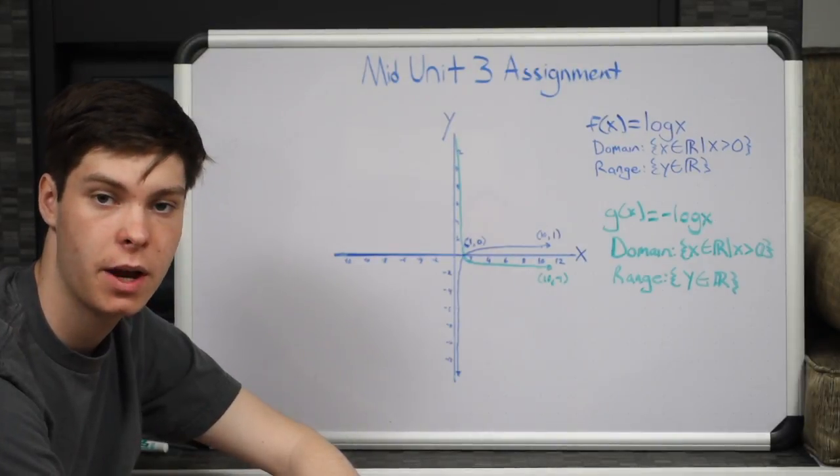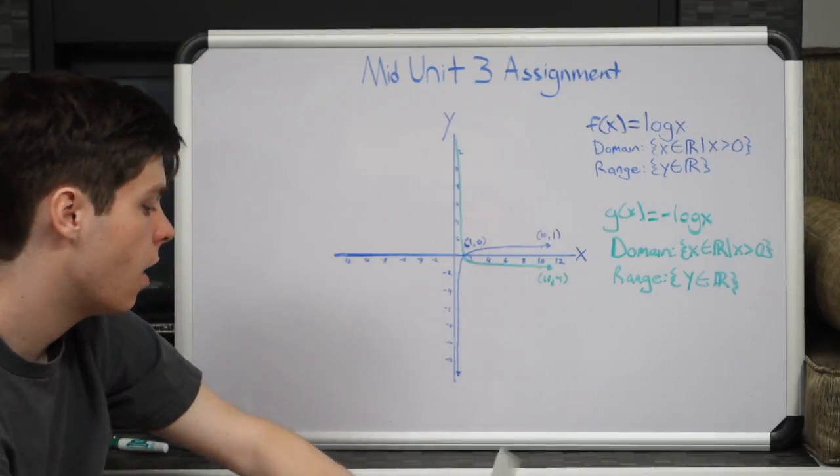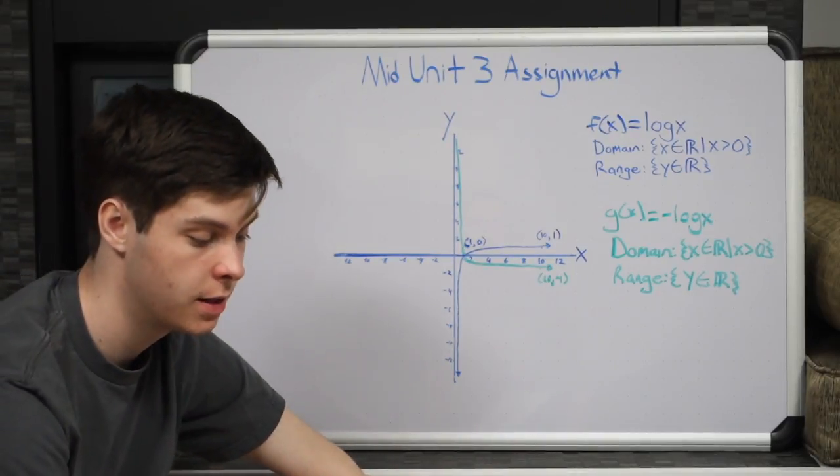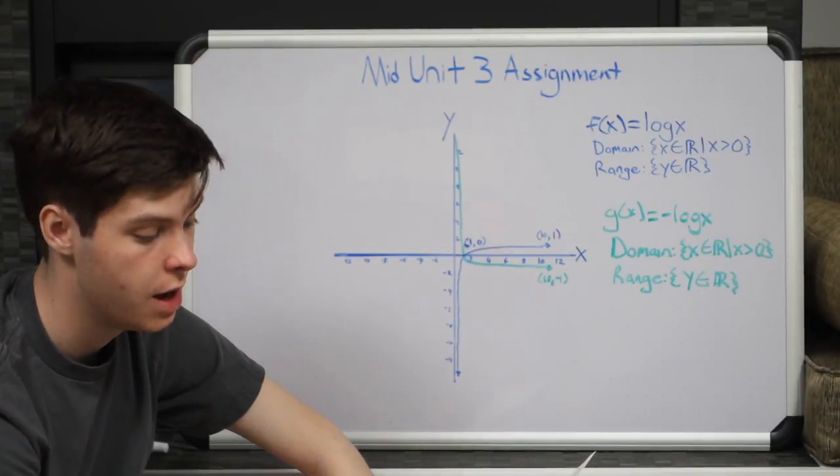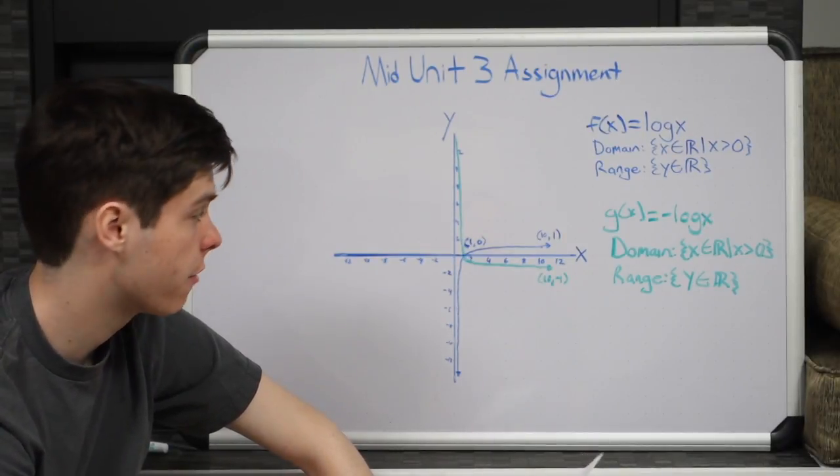Okay, so this is my mid-unit 3 assignment. The question was, describe what happens to the domain and range of a logarithmic function under a vertical reflection. Support your explanation with diagrams.